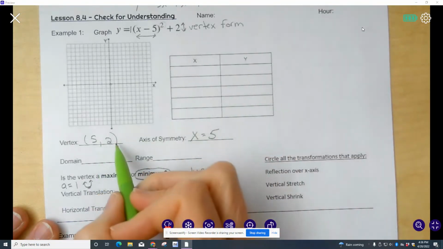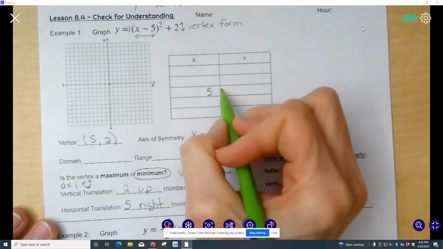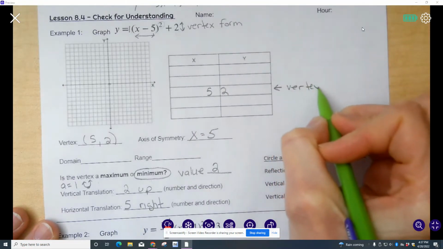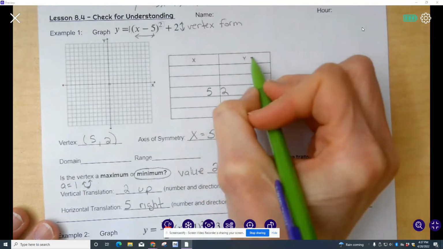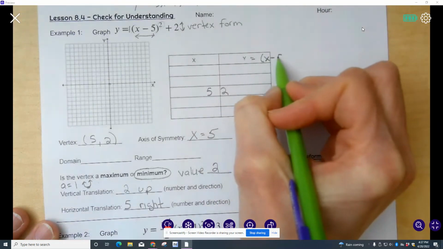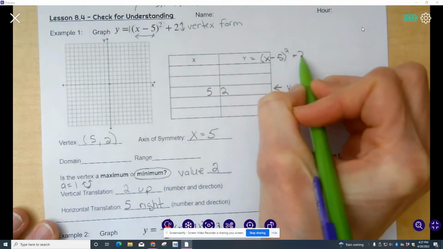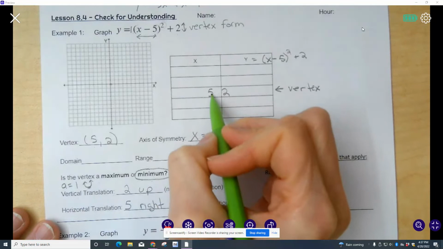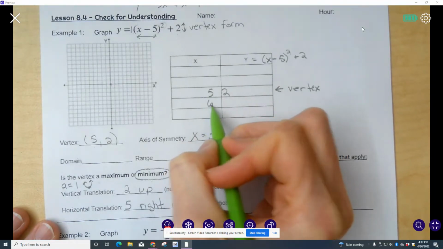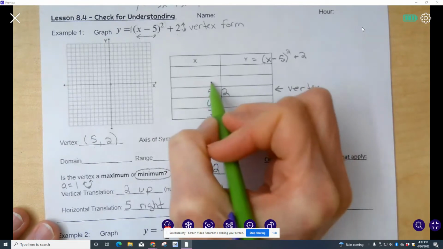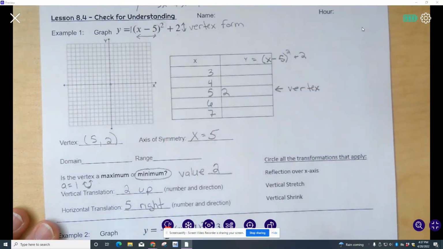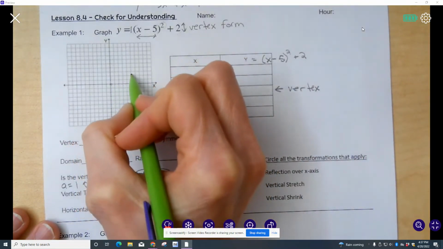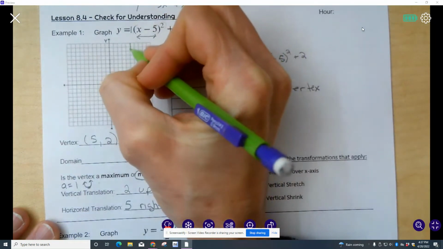All right, so if our vertex is 5, 2, we want to put that right in the middle of our table of values. Okay, the function that we are graphing is this. I'm just copying that from right here. And my x values, remember, I want it to be right around 5. So if this is 5, I want to find a coordinate point at 6 and 7 and 4 and 3. I'm going to graph that vertex right now. So over 5, 1, 2, 3, 4, 5, up 2. I'm also going to draw my axis of symmetry.